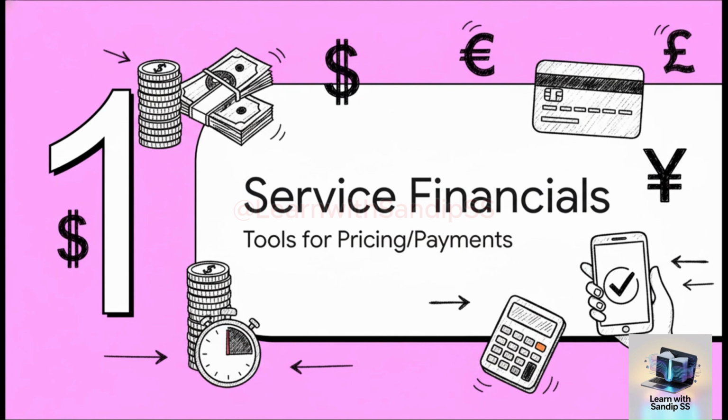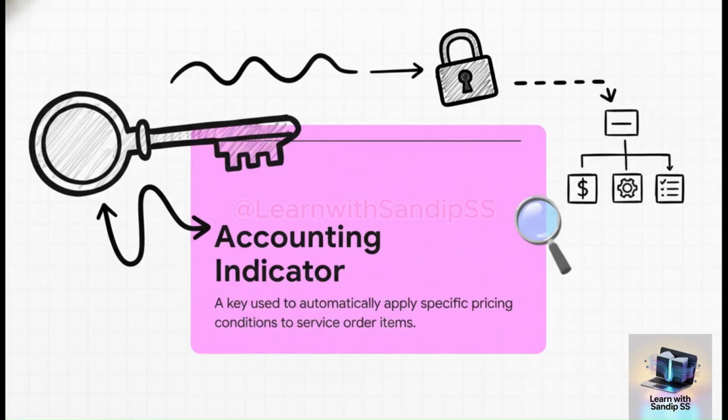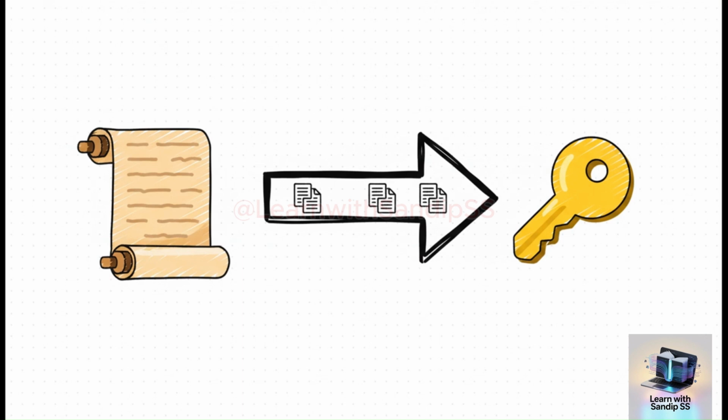Okay, let's start with the money, right? This first set of tools is all about giving you much more precise control over the financial side of your service ops. Everything from how you price a job to how you actually get paid. First tool in the box, the accounting indicator. At its core, this is basically just a key, a simple code that tells the system exactly how to price a specific service item. You can think of it as a shortcut to apply special pricing rules, all without lifting a finger.